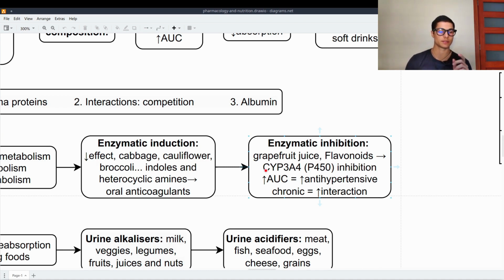They interact with the CYP3A4, which is a part of the cytochrome P450, inhibiting it. Therefore, we have a higher area under the curve, and this will equal a higher antihypertensive effect. If we have a chronic consumption of, for example, grapefruit juice, we will have higher interaction. So to summarize, grapefruit juice will increase the drug effect by reducing the metabolism.